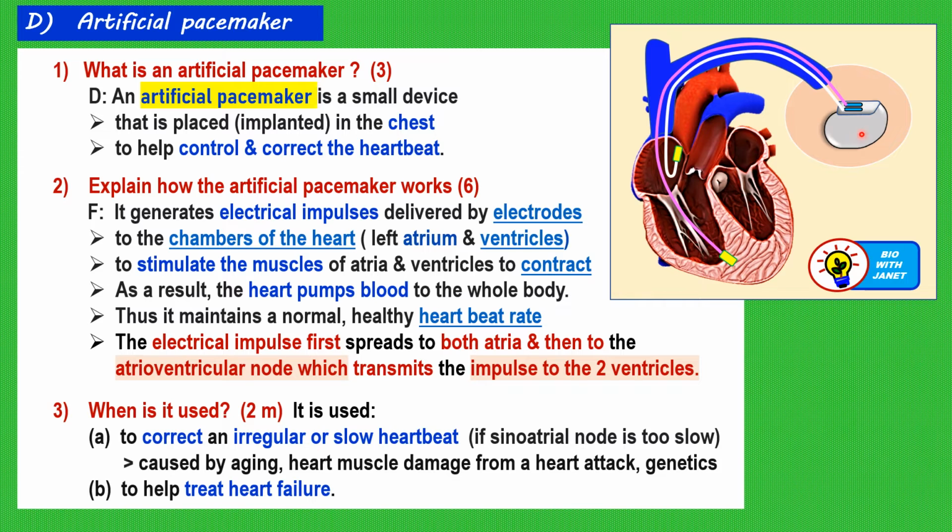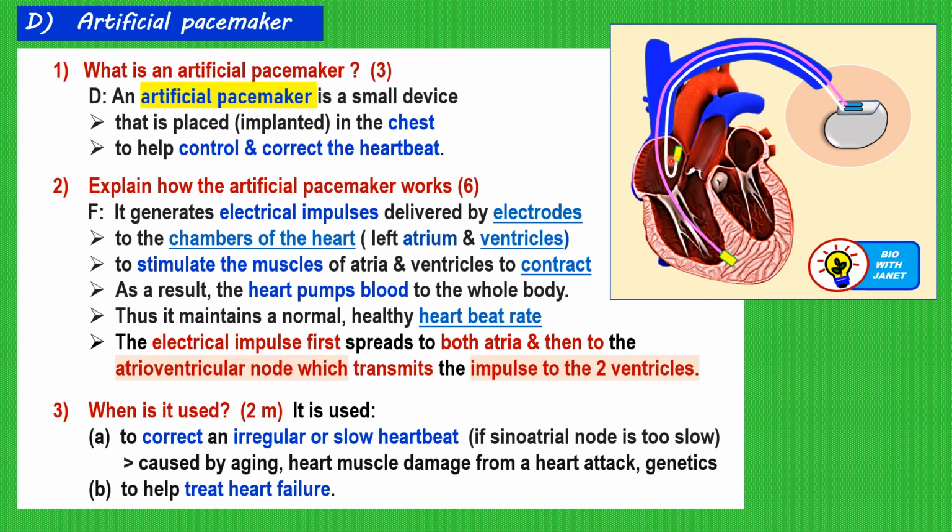It will generate the electrical impulses delivered by electrodes to the chambers of the heart. For example, the left atrium, the right atrium, or the right ventricle, and so forth, to stimulate the muscles of the atria and the ventricles to contract. So it does the job of the sinoatrial node in a way, right? And as a result, the heart will pump blood to the whole body when the muscles contract. Thus, it can help to maintain a normal, healthy heartbeat rate for the person.